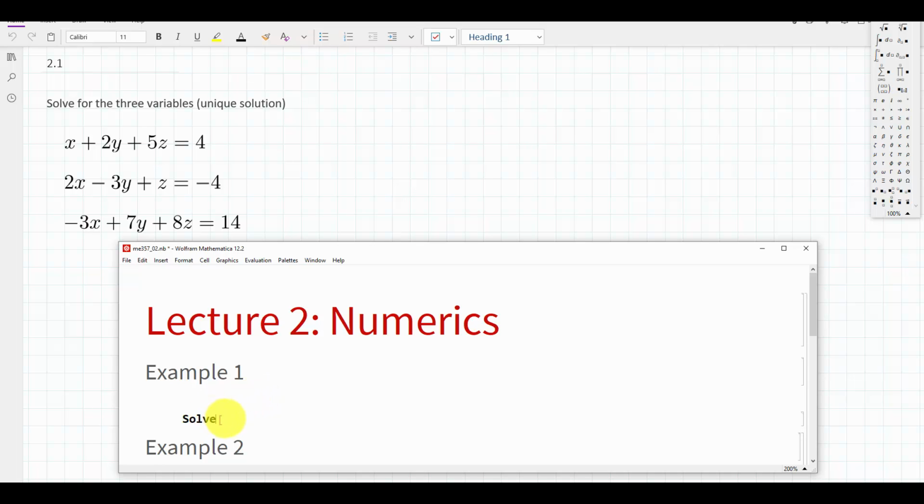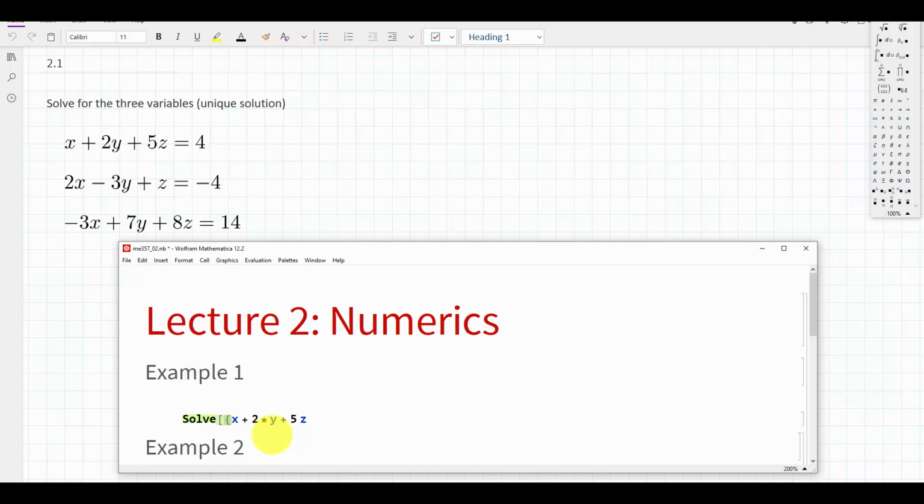So it's Solve and then this square bracket for the Solve function to begin. I need to put in a list of equations to use, so I'm going to add this open curly brace, and this is where I begin my list of equations. And I can type them right in from what we're given. So x plus 2y plus 5z. Notice here that Mathematica, unlike MATLAB, understands that 2y, where I just put 2 and then y, is going to be a multiplication.